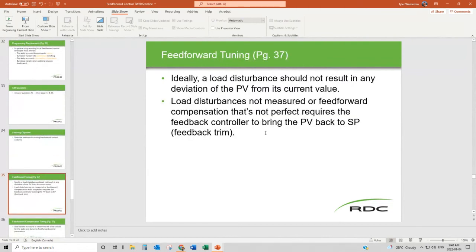Okay, ideally a disturbance should not result in deviation of the process variable from the current value. That's our ultimate goal. Of course, they do happen. Disturbances that are not measured, or feedforward compensation that is not perfect, require the feedback controller to bring the process variable back to set point. We call this feedback trim. That's the component that removes the offset that feed forward would have if it was straight pure feed forward. So in order to tune it, we're going to have to obviously get that feedback loop involved as well. So let's see how that looks.